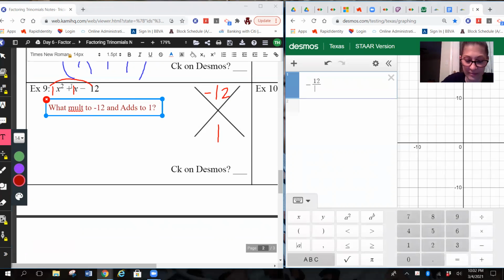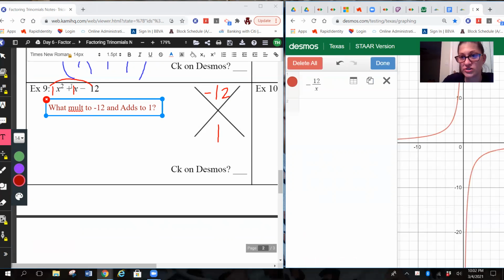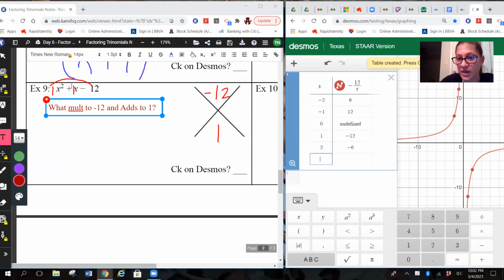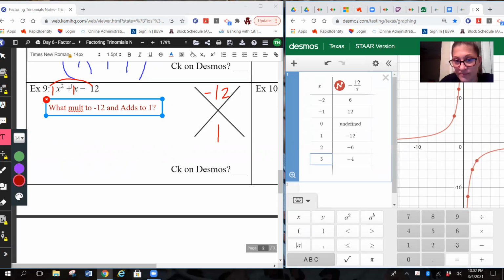So negative 12 divided by x, change it to a table. I'm looking for two numbers that add to positive 1. So if you don't see it in the table, you just keep going. So after 1 and 2 comes 3. And 3 and negative 4, those are close. That adds to negative 1.